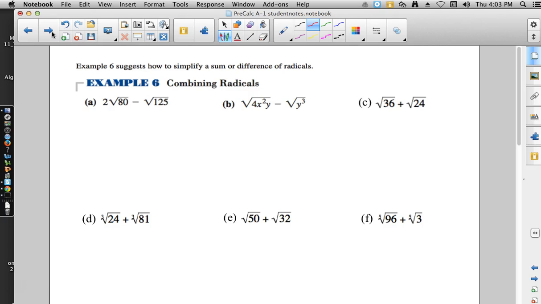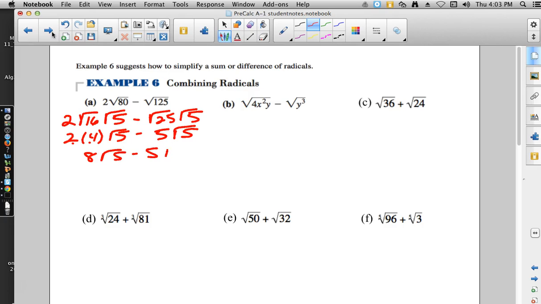So I'm looking at A and I'm thinking, well, for the square root of 80, 16 goes into 80 5 times. And then our square root of 125, well, I could use 25 5 times. Well, square root of 16, that's a 4. And the square root of 25, that's a 5. And 2 times 4 is 8. Well, now I can go ahead and do the subtraction because I have like radicals. I have 8 square roots of 5, and I'm going to subtract 5 square roots of 5. That will leave me with 3 square roots of 5.